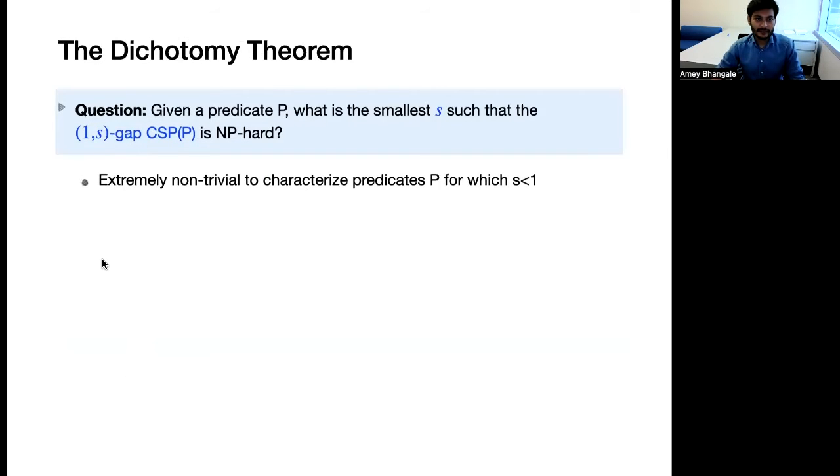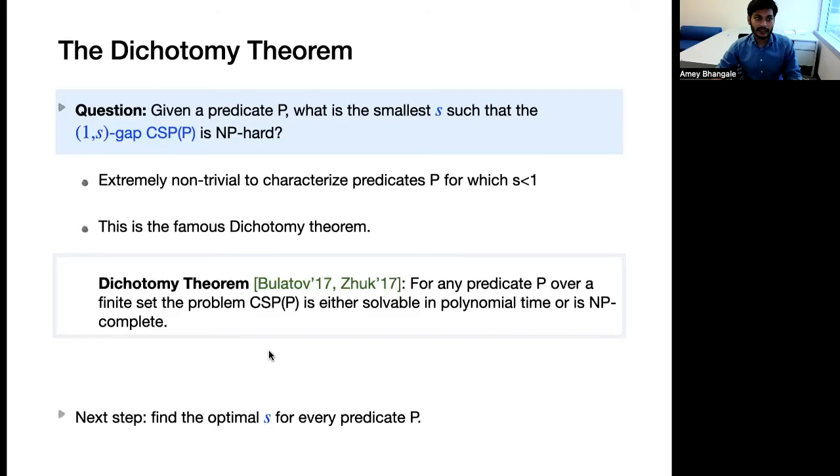First, it is highly non-trivial to decide if the smallest S for a given predicate is less than 1. And this is the famous dichotomy conjecture by Feder and Vardi, which was independently resolved recently in breakthrough results by Bulatov and Zhuk. So they showed that for any predicate P, either it is solvable in polynomial time or it is NP hard. So given this, the next question is to find the optimum value of S for every predicate P such that one S-gap CSP problem is NP hard.